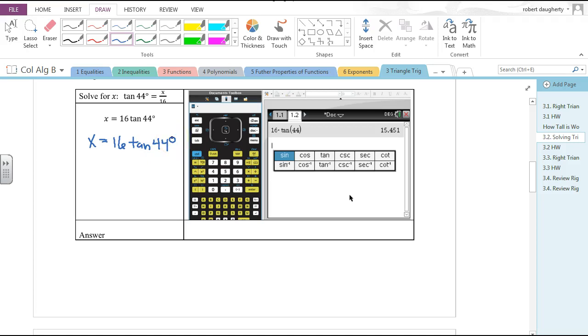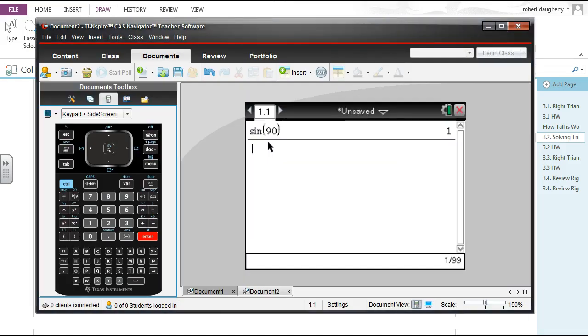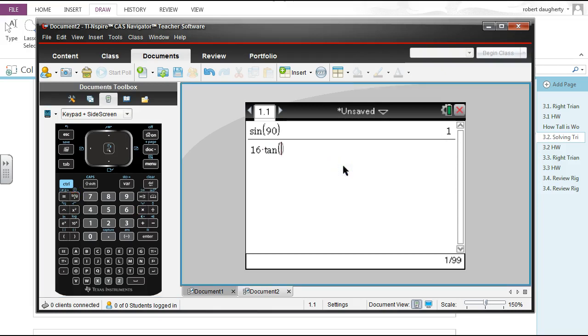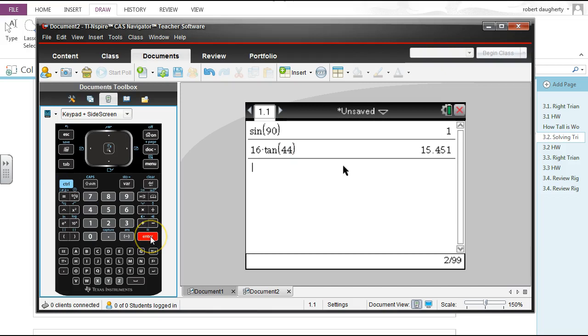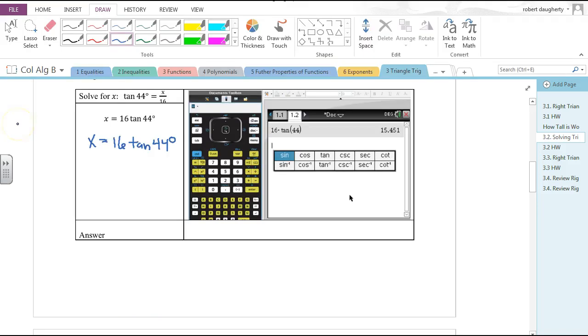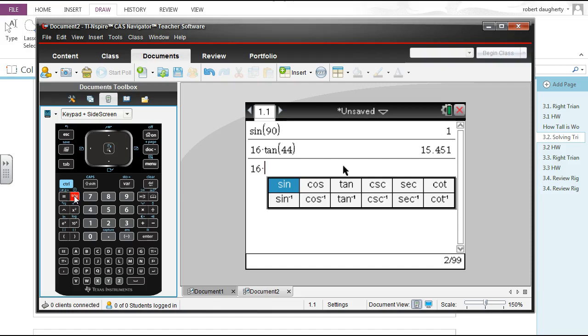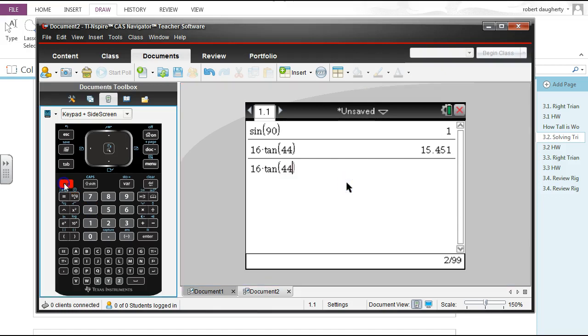Now I don't walk around with what that is in my head. I'll go to my calculator and say, what is 16 times, and then you see the word there that says trig. I'm looking for the tangent of 44, 15.45. So you should go to 2 decimal places in all of these. All it is is using your calculator to say, what is 16 times the tangent of 44? So again, that's 16 times trig function, tangent of 44, and that is 15.45.